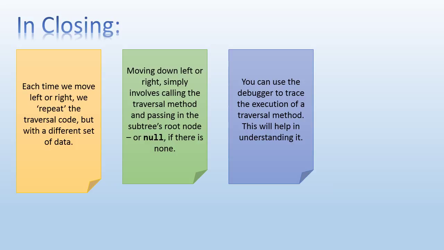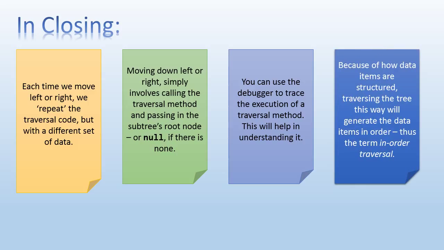If you want to actually see this in action, you can type the code into your editor and use the debugger to trace the execution. This will help you understand it way more. Because of how the data items are structured in a binary search tree, namely, the left node is less than the root node, and the right node is greater than the root node, the way the data gets generated when we traverse the tree in this way, all the items get printed out in order, thus the term InOrder Traversal.